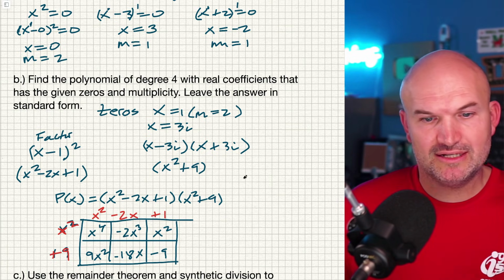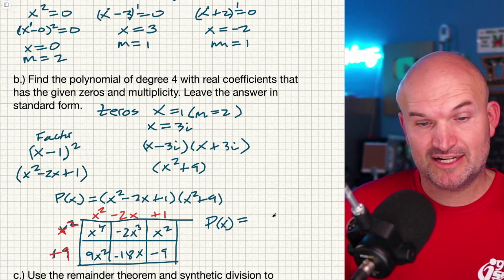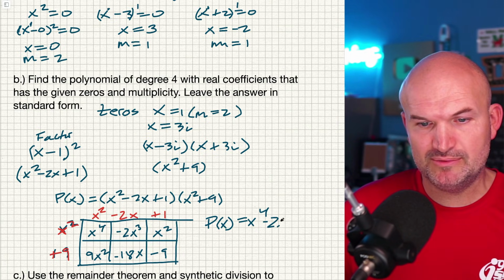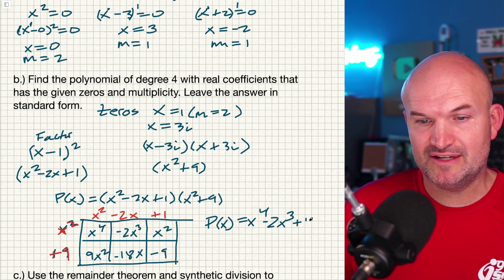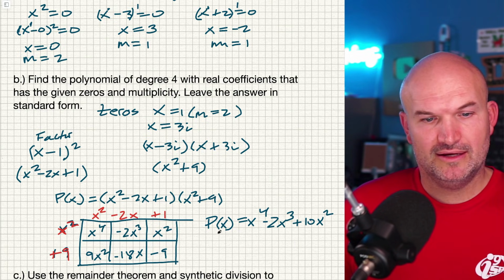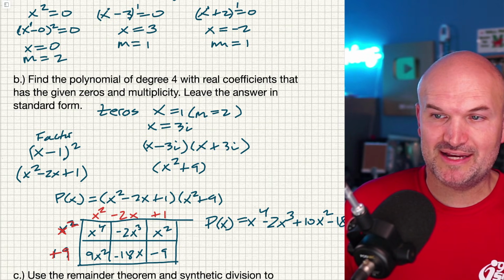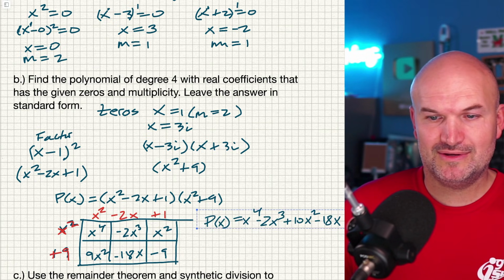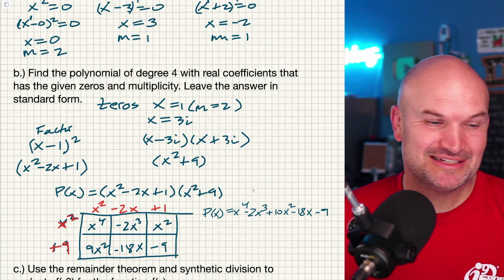So let's write out now our p of x. We have p of x is equal to x to the 4th, minus 2x cubed. 9x squared plus an x squared is going to be a positive 10x squared. And then we have minus 18x, and then plus 9. Now I ran out of space, so I can just go ahead and shrink this down, and now everything is going to fit.